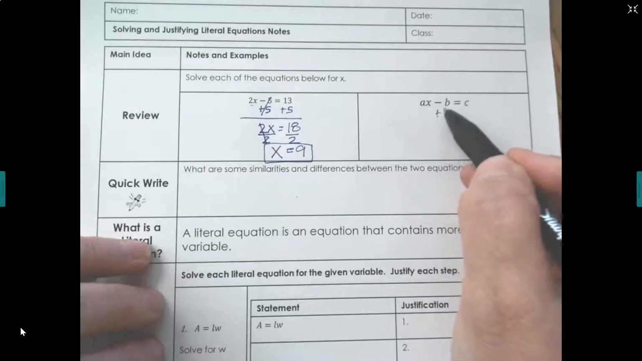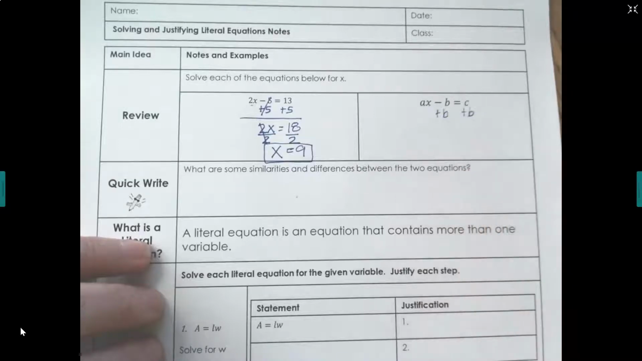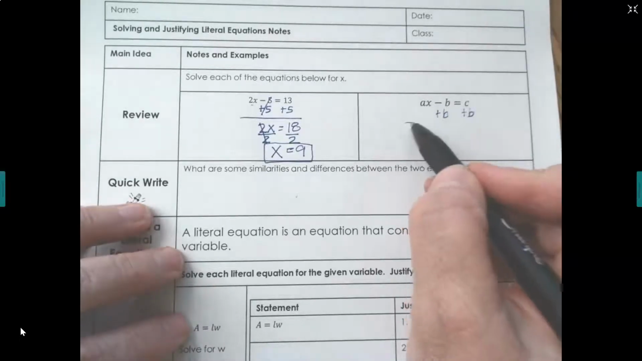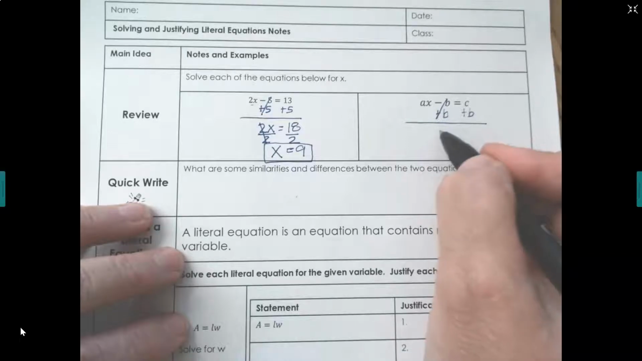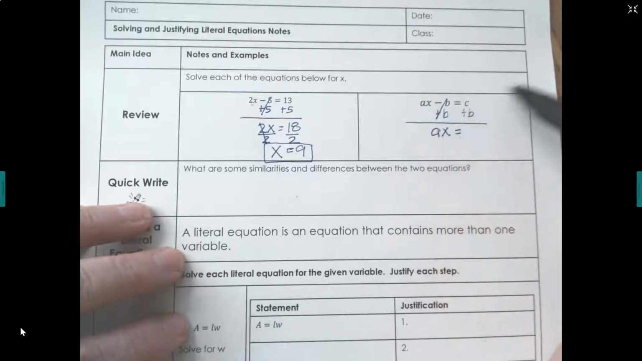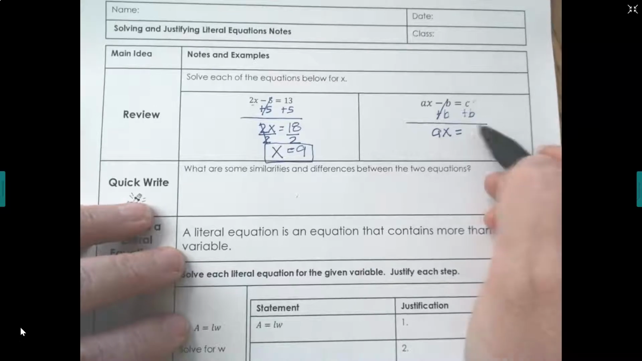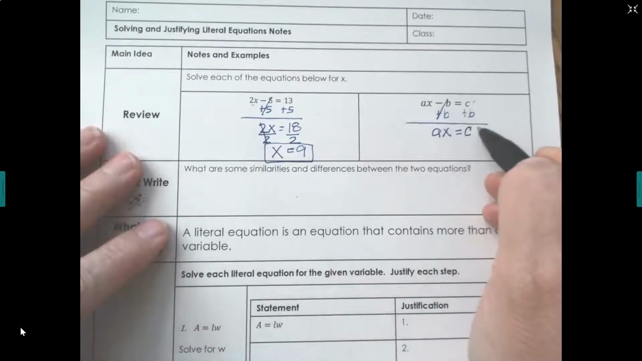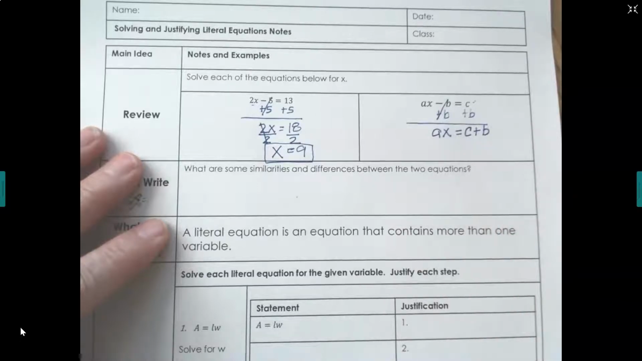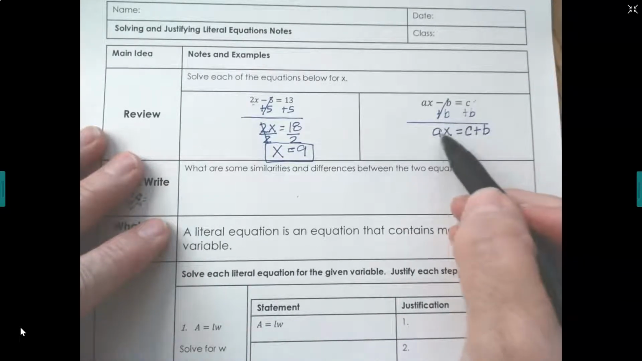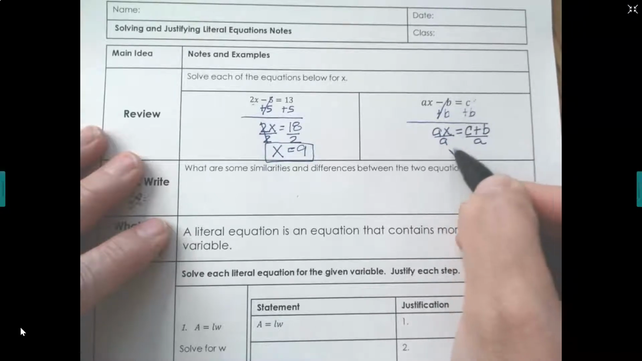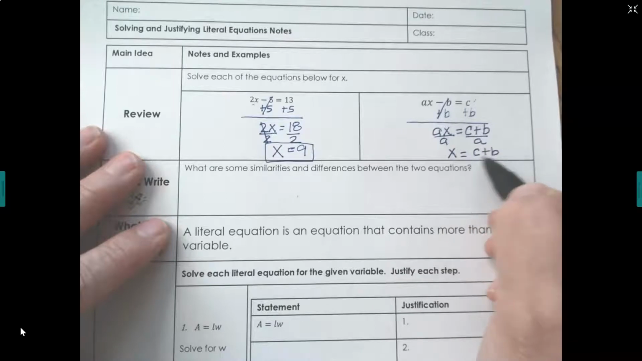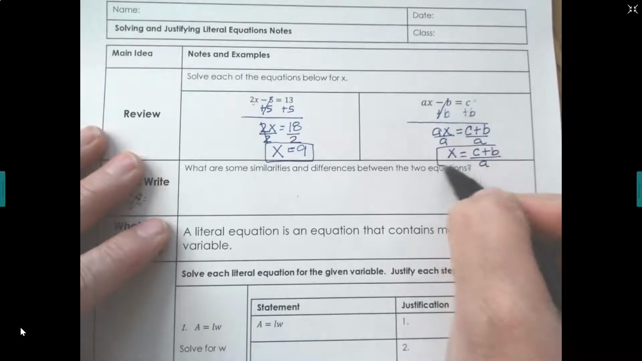So that's a negative b, so I'm going to say plus b, and plus b on the other side of the equal sign. These b's cancel out to 0 because negative b plus b is 0. And I have ax equals, now c and b are not like terms, so we can't combine them together, but we can write them as c plus b. Now we're still trying to get x alone. This is a times x, so the opposite operation from times is division, so divide by a, and we have x equals c plus b divided by a.